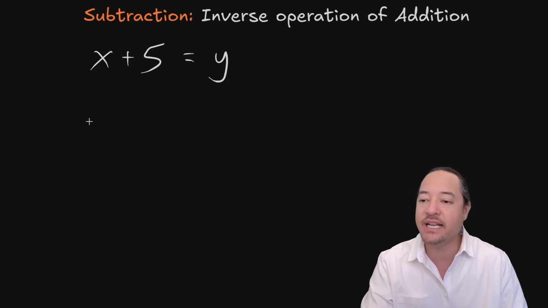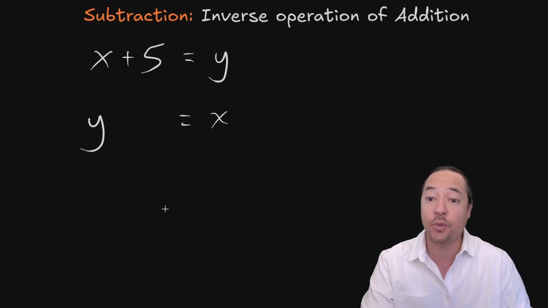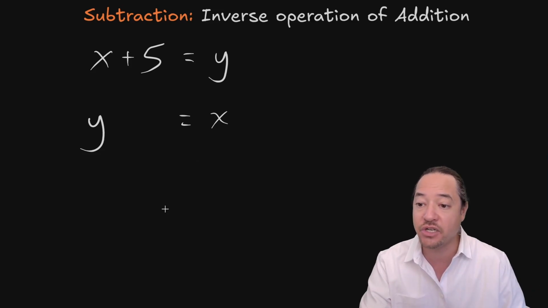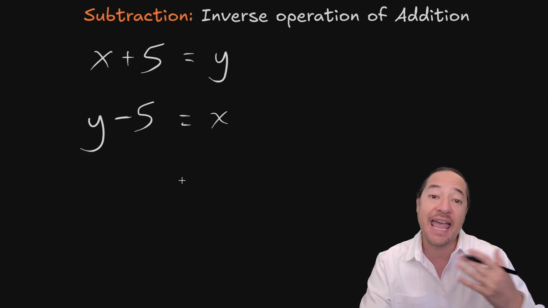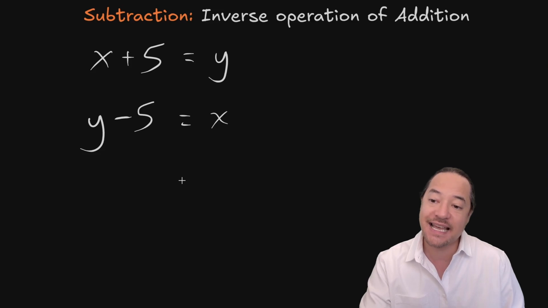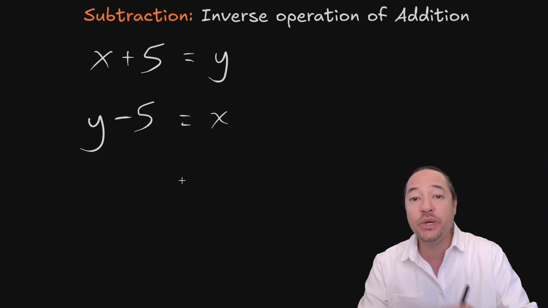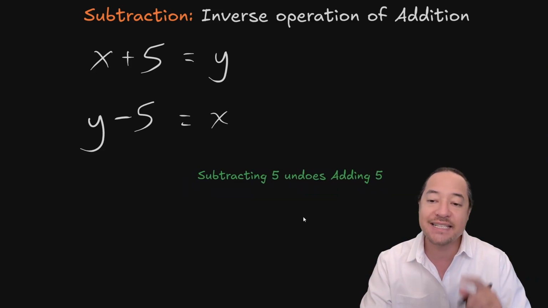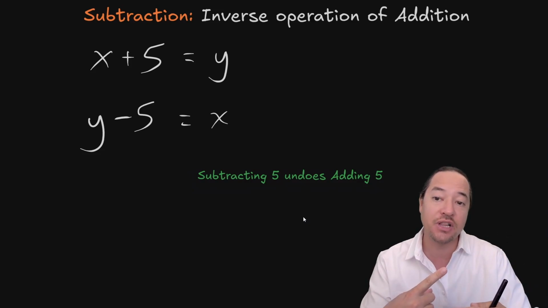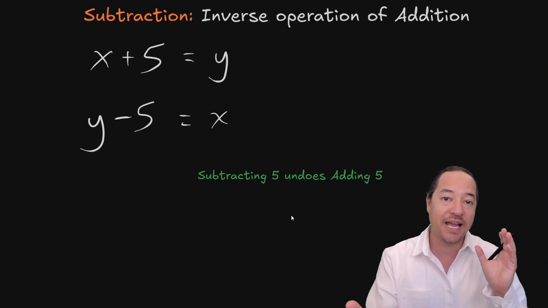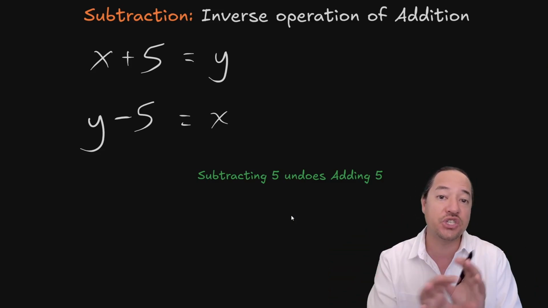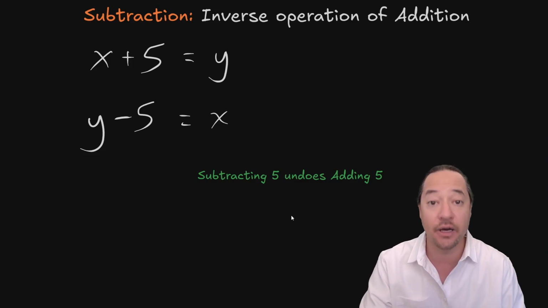Now, what happens if we now start with y and we want to get the original amount x back? We want to undo the original operation. What do we have to do? Well, we're going to have to subtract 5, won't we, right? So y minus 5 must get us x back. And so what we're seeing is that this subtraction is undoing the addition, right? Subtracting that 5 undoes the original operation when you add 5 to x. So this is how we can understand subtraction and addition sort of as inverses of each other. One operation can undo the other.